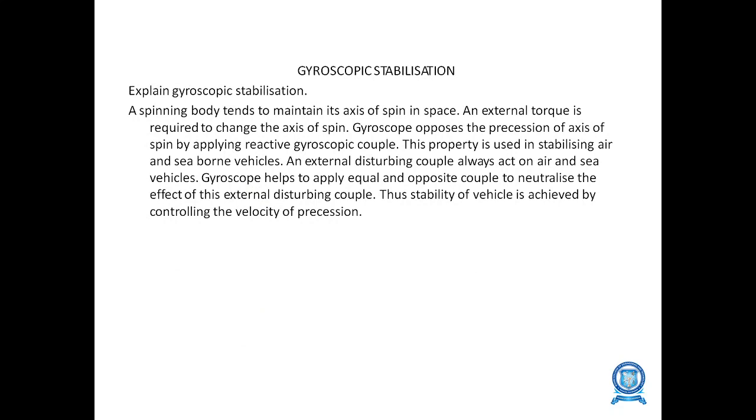Gyroscopic stabilization: when a gyroscope maintains a spin in space, an external torque is required to change the axis of spin. The gyroscope opposes the precession of the axis of the spin by applying a reactive gyroscopic couple. This property is used in stabilizing air and seaborne vehicles. Gyroscopes help to apply an equal and opposite couple to neutralize the effect. Thus, the stability of the vehicle is achieved by controlling the velocity of precession.